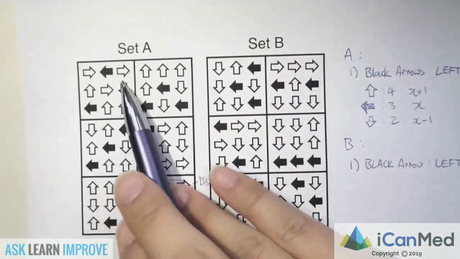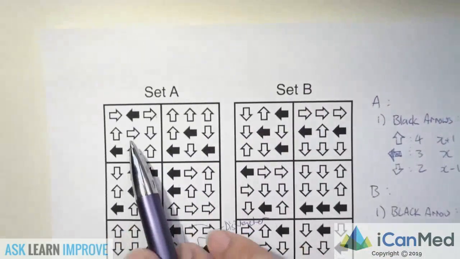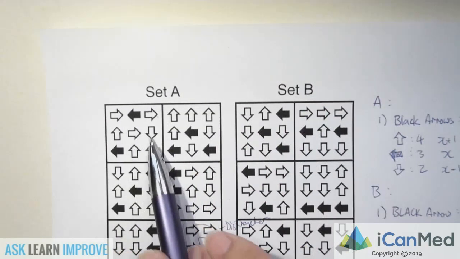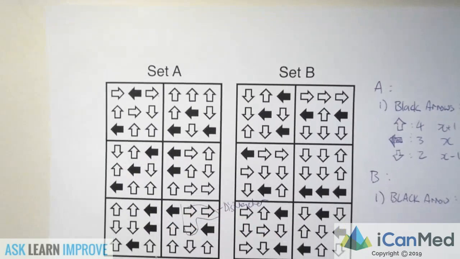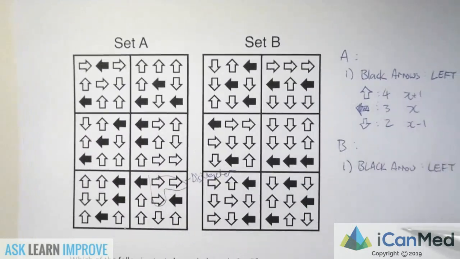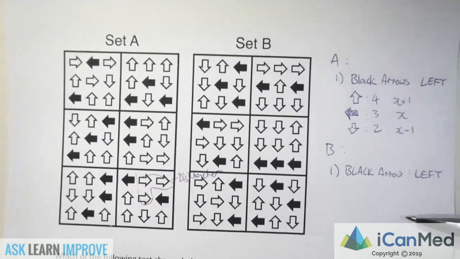Now it's the same with this one, the last one I haven't checked. 2 left arrows, so that means I should get 3 going up, 1, 2, 3, and 1 going down, which is correct. So that's a pretty solid pattern. It works for everything in set A. Now for set B, it can't be the same pattern.